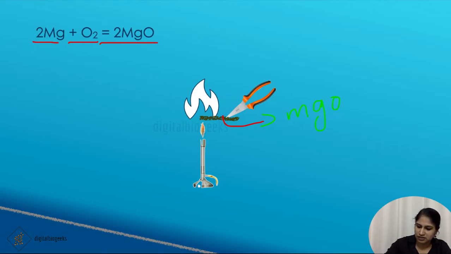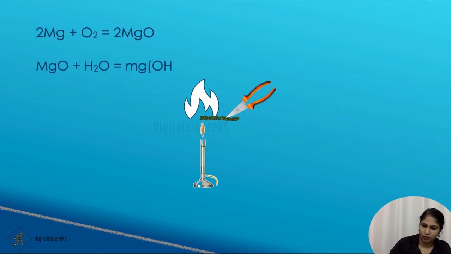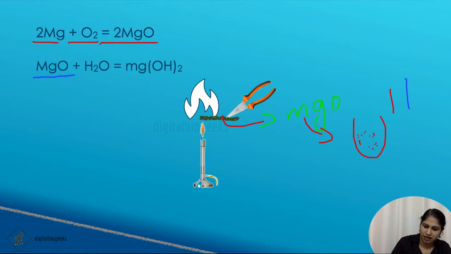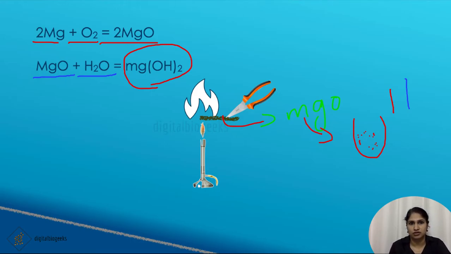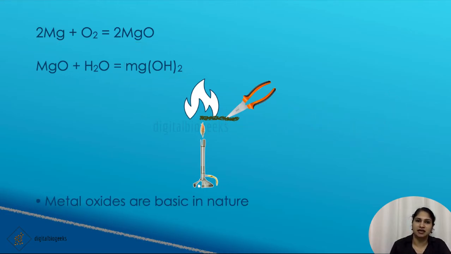Now, put some of this magnesium oxide in water and try to dissolve it. It will partially dissolve. And if you put a red litmus paper into this, it will turn blue. That means it is also basic in nature. And this is the chemical equation. When magnesium oxide reacts with water, it will form magnesium hydroxide. From these two examples, we can conclude that metals when reacting with oxygen will form metal oxides, and metal oxides are basic in nature.